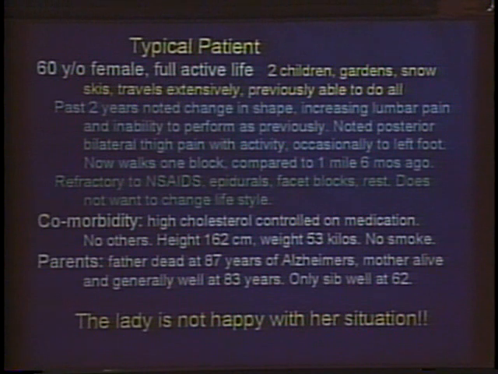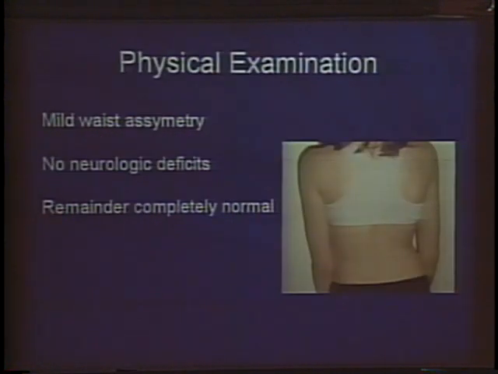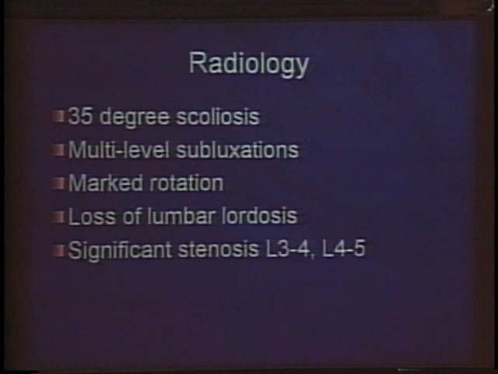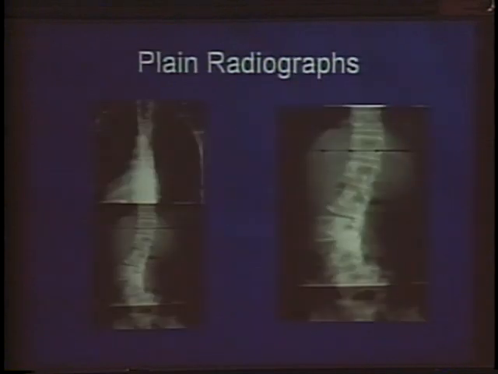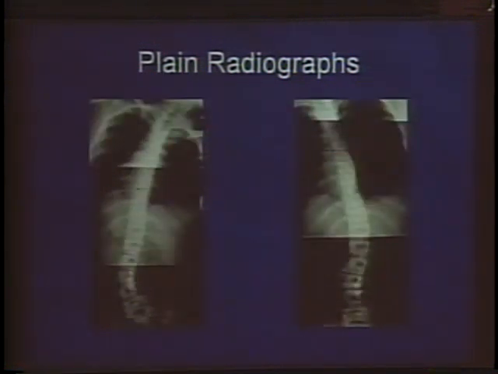She had had every conservative treatment you could think of. She had really no comorbidities, and her parents both lived beyond their 80s, and she was quite unhappy. Physical exam was really pretty unremarkable. And this is her radiology. She has a fairly significant curve and very significant rotation seen on the close-up, and a fractional lumbosacral curve.